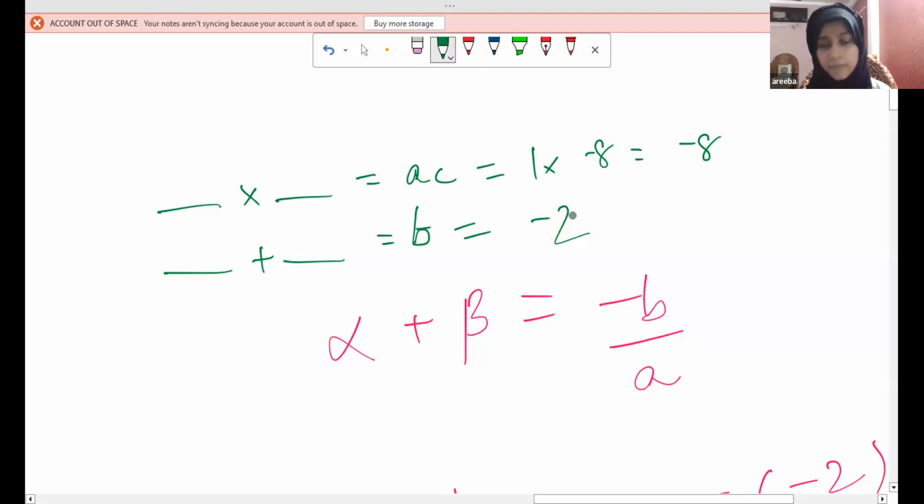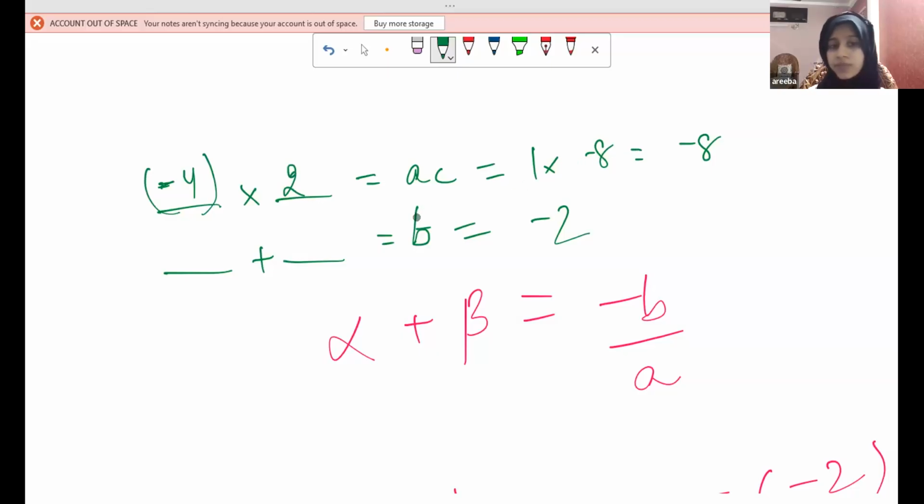So what can those two numbers be so that after getting multiplied they both give me minus 8 and after getting added they both give me minus 2? Can I try with 4 and 2, or more like minus 4 and 2, because 4 twos are 8. Minus is there, so minus 8. Correct, Abdul? And these two numbers I need to add such that they give me this B, minus 2. Okay? So minus 4 plus 2. Don't you think it will give me minus 2?